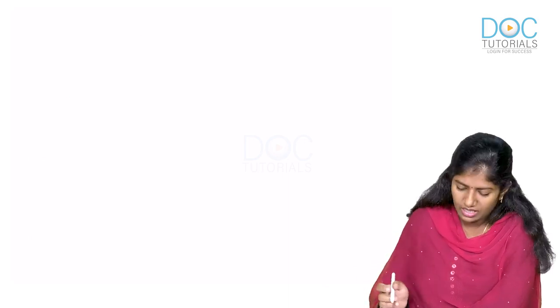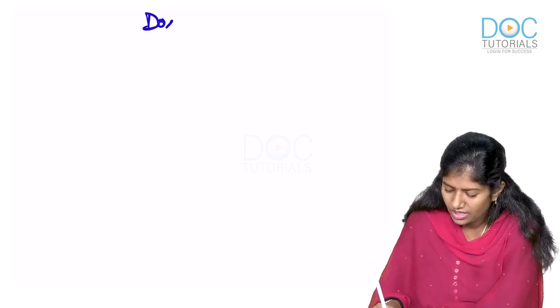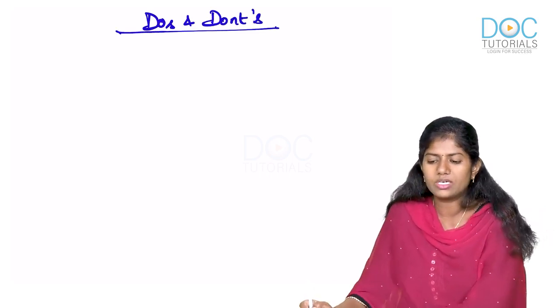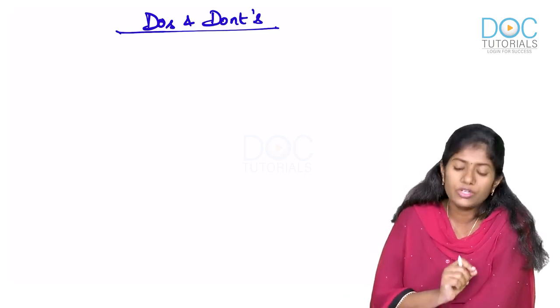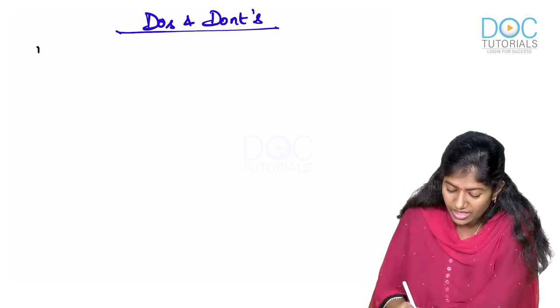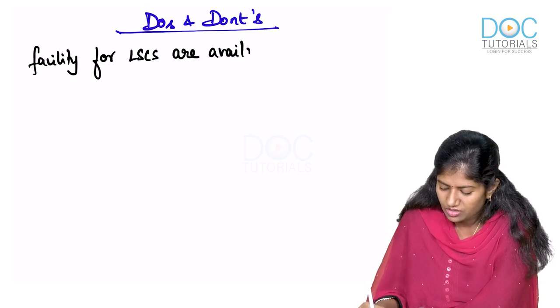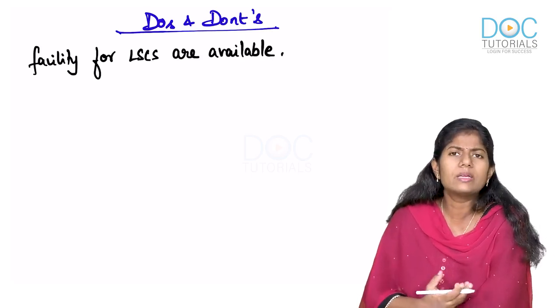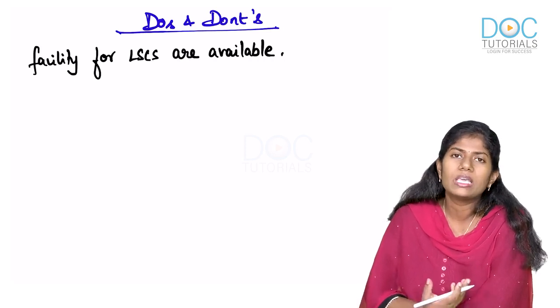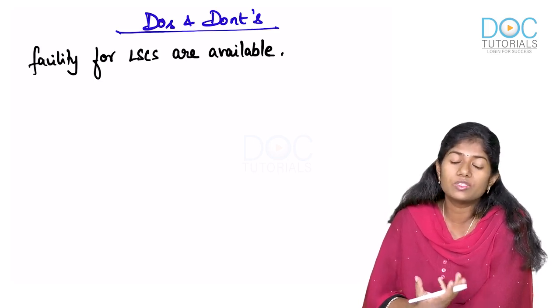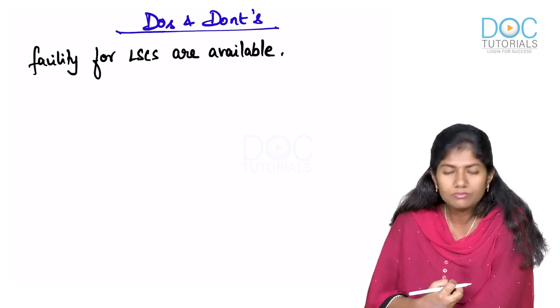Okay, fine. So there are certain do's and don'ts in conducting assisted breech delivery. Assisted breech delivery should be conducted only in places where facilities for LSCS are available, because any time the baby might go into fetal distress and any time the mother might require a cesarean section. So it has to be conducted only in a hospital where this is available.